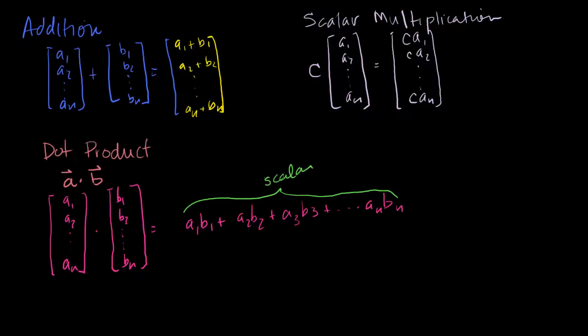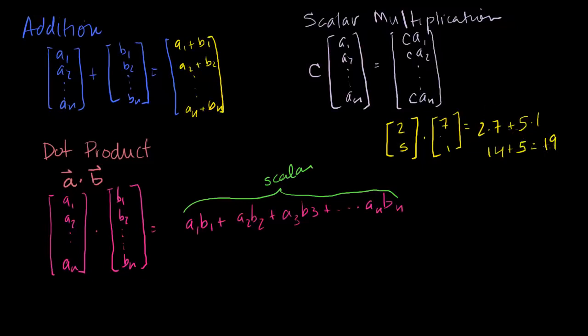Let me show you a couple of examples, just in case this was a little bit too abstract. Let's say that we take the dot product of the vector 2, 5, and we're going to dot that with the vector 7, 1. Well, this is just going to be equal to 2 times 7 plus 5 times 1, or 14 plus 5, which is equal to 19. So the dot product of this vector and this vector is 19.